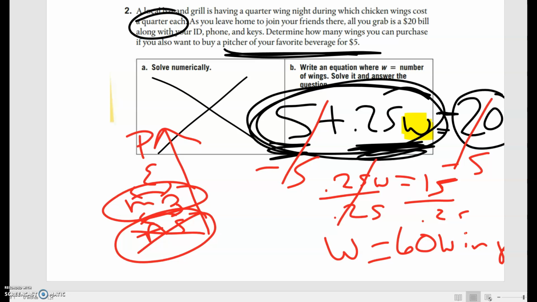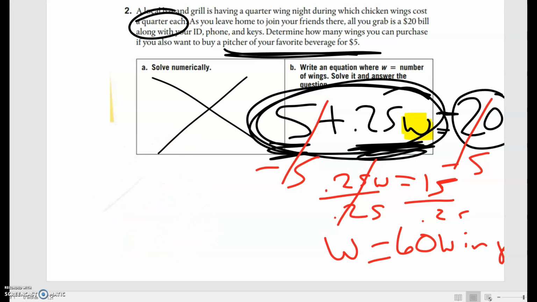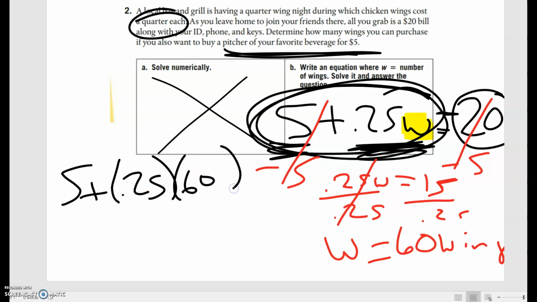All right, so the next step is you always check your answer. All right, so you see if it really works. And that is a huge part of math because now you can actually do the math forward like you're supposed to see if it works. So I'm going to have 5 plus 25 cents times 60. So order of operations going forward is, you know, please excuse, multiply and divide on the same line, add and subtract.